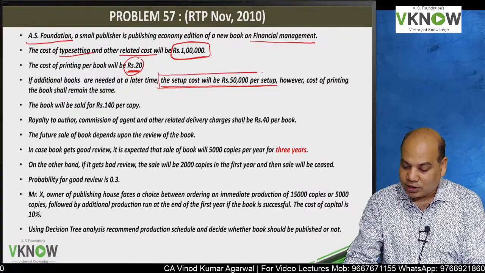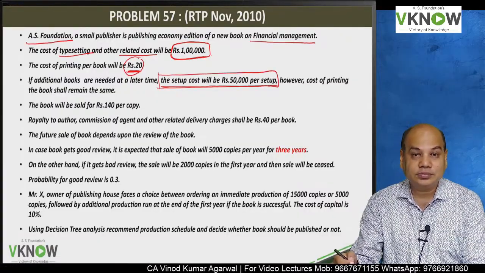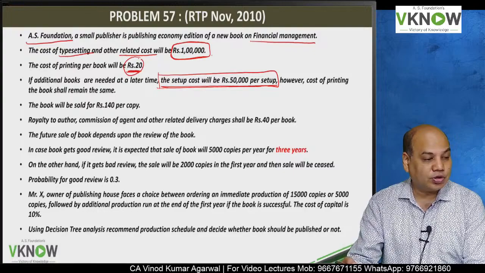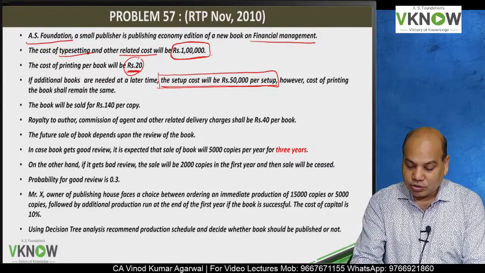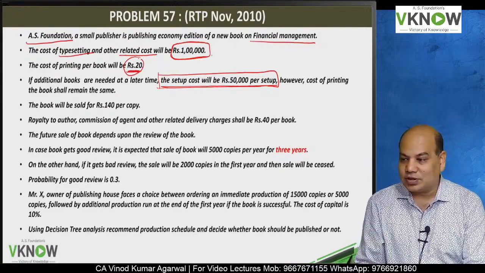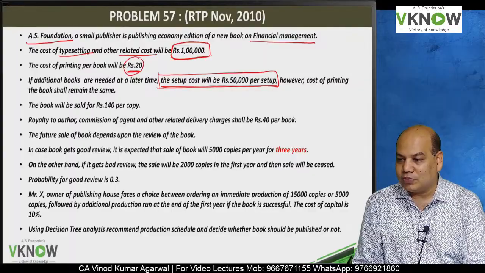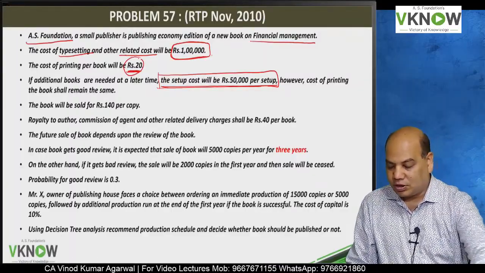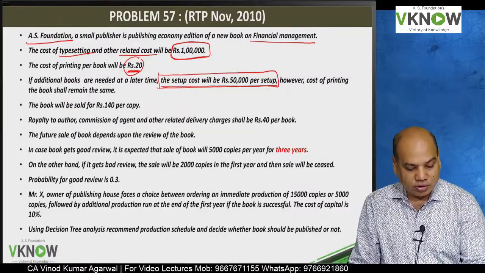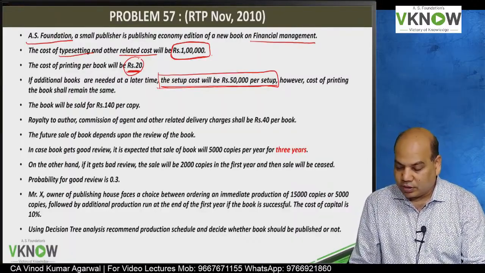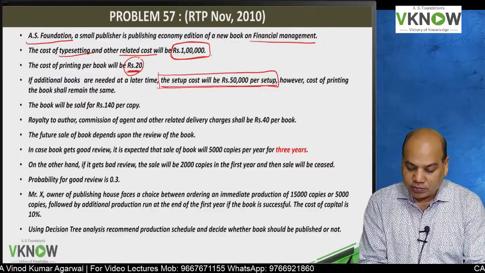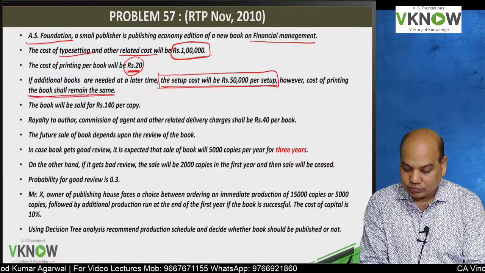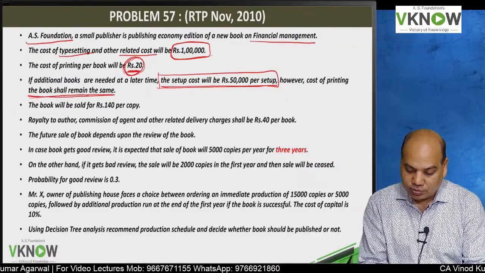Suppose you want to print again. Then you have to incur setup cost again. But second time the setup cost will be 50,000 because lot of work is already done in the first time. So second time if you do setup, if you want to print again, then 50,000 rupees will be the cost. However, cost of printing the book shall remain the same. Means printing cost will be 20 rupees.